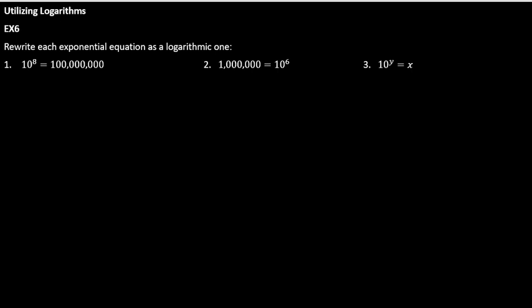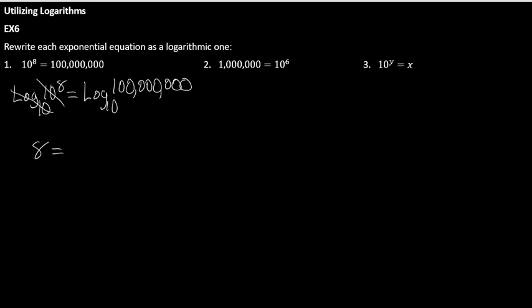But we want to rewrite it as log of something, right? And if we're going to do that, we're going to do the inverse of a base 10 exponential expression, which is a log of base 10. So we're going to say log base 10 of 10 to the 8th power is equal to, what I do to one side, I do to the other, log base 10 of 100 million. Log base 10 and exponential base 10 are inverses, so they cancel. That leaves me with 8 equals log of 100 million.